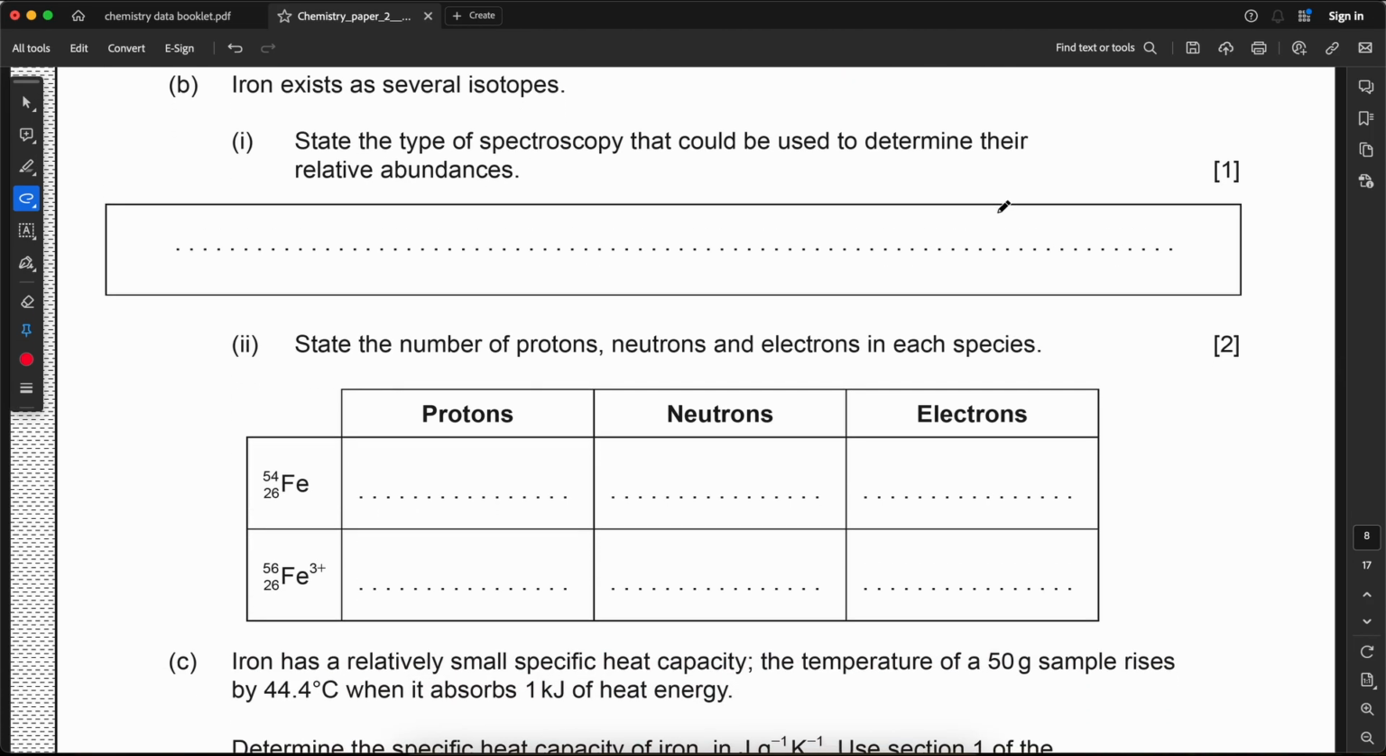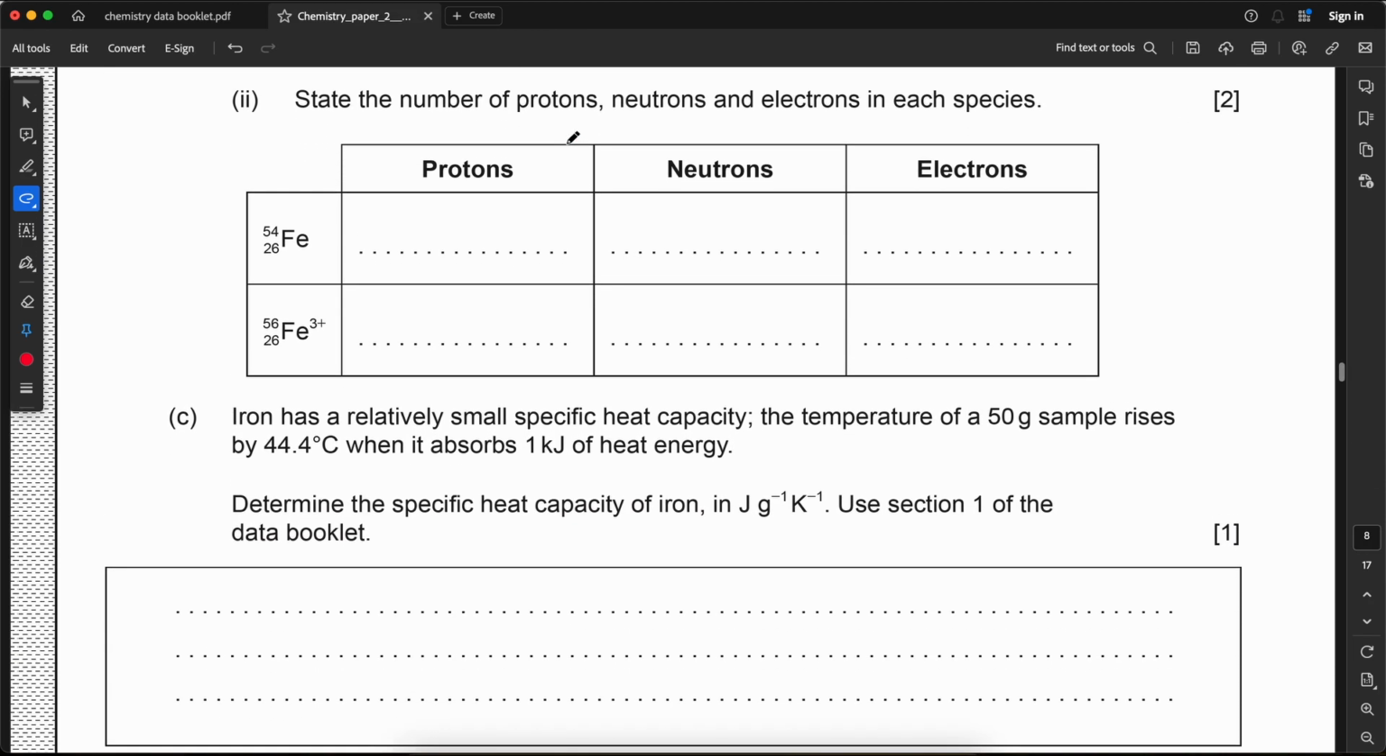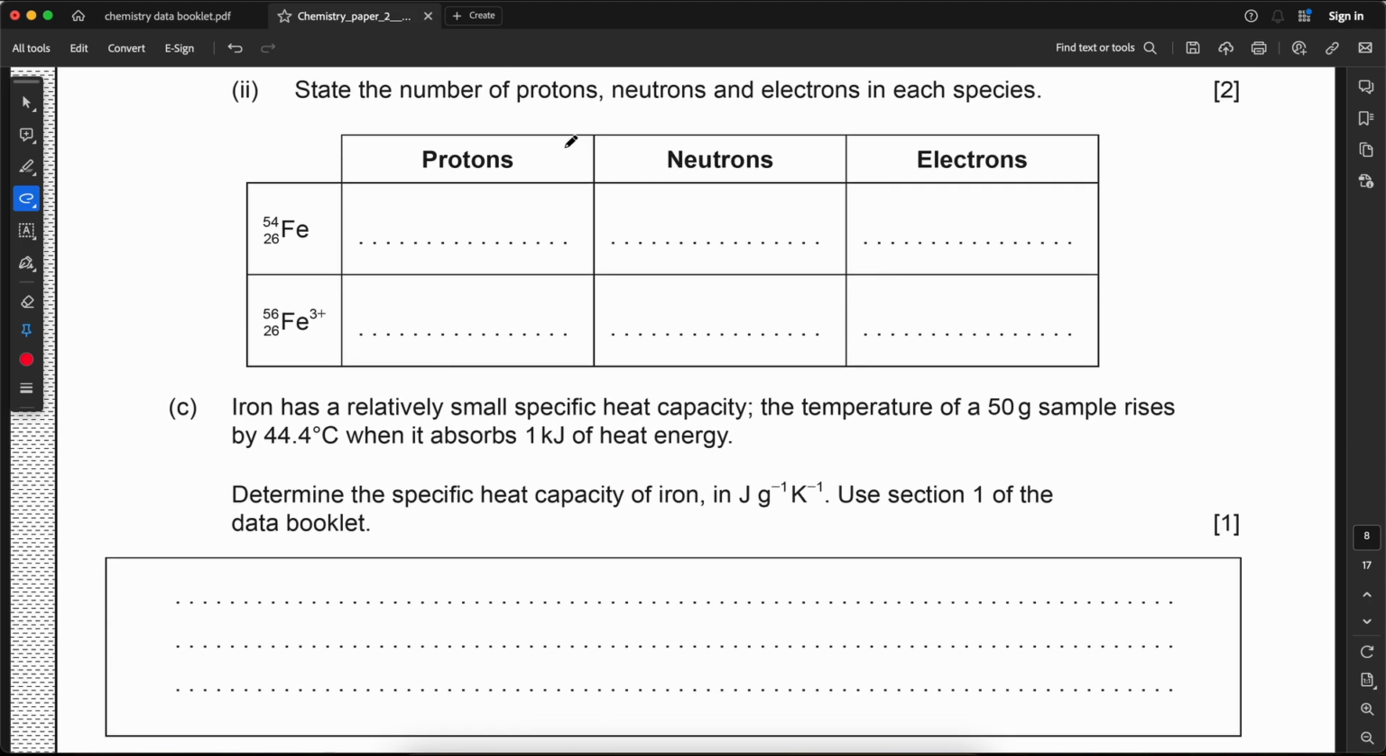Iron exists as several isotopes. State the type of spectroscopy that could be used to determine their relative abundance. So it is mass spectroscopy or spectrometry. State the number of protons, neutrons, and electrons in each species.